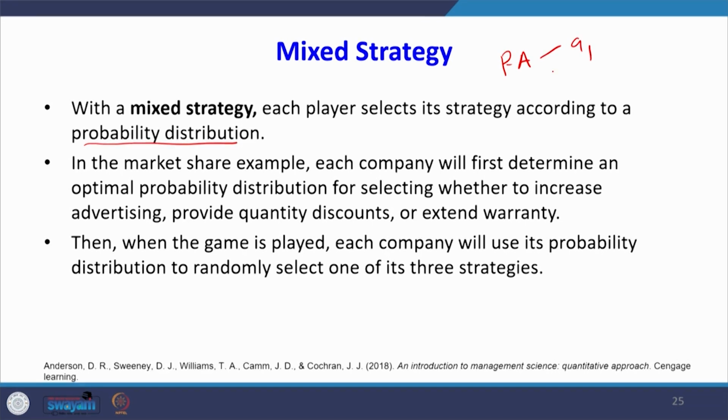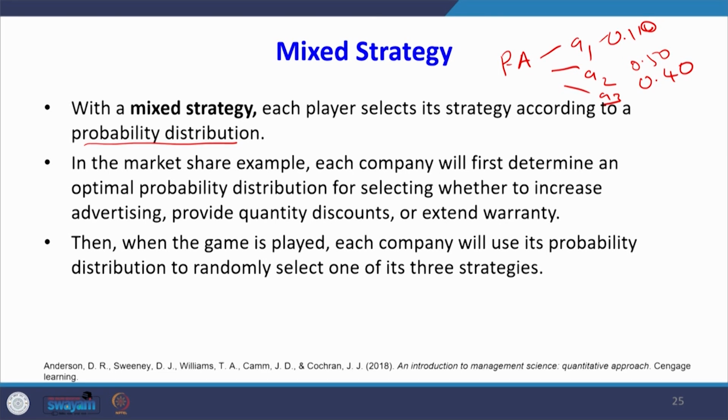A1, A2, A3. Previously, player A was sticking with the strategy A1. Now he is going to play the strategy with the help of certain probability distributions. What is the probability? Sometimes he may play with, say, 50%, 40%, maybe 10%. Like that, he is going to follow a particular distribution while choosing a strategy.